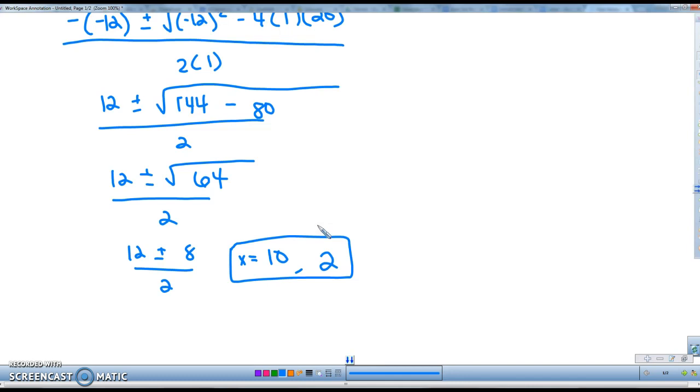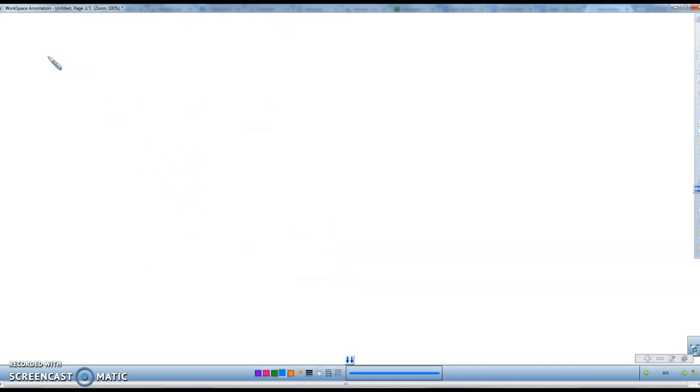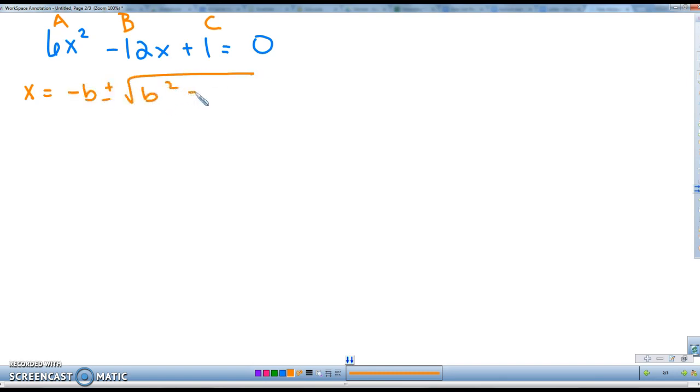Let's try another one together, just so that we know what we're doing. We'll do 6x squared minus 12x plus 1 equals 0. So it's already in standard form. I am going to go ahead and label A, B, and C. And that way it makes it a little easier to plug into my formula. Of course, I do need to go ahead and write my formula. So I have negative b plus or minus square root b squared minus 4ac divided by 2a.